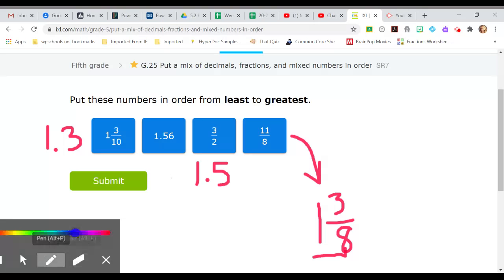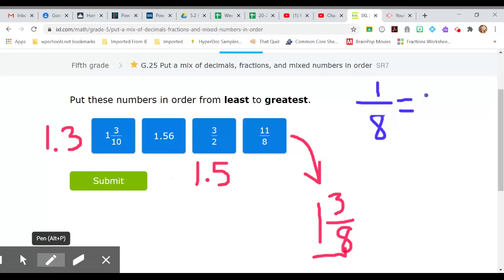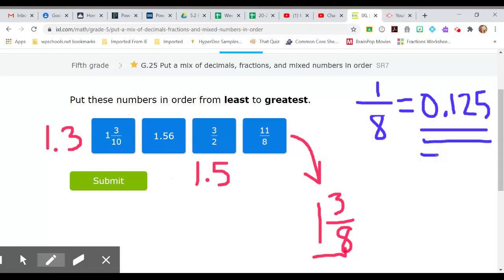I'll write it down here. If 1/8 is equivalent to this, then 3/8 is going to be 1, 2, 3 of those. So 125, 125, 125. Yes. So 3/8 is going to be 0.375 or 375 thousandths.